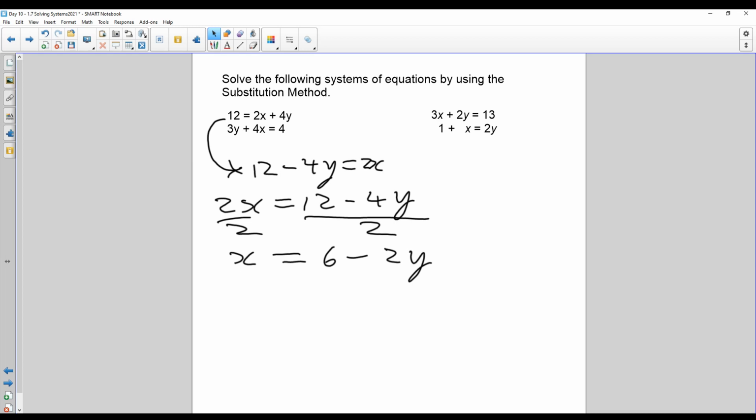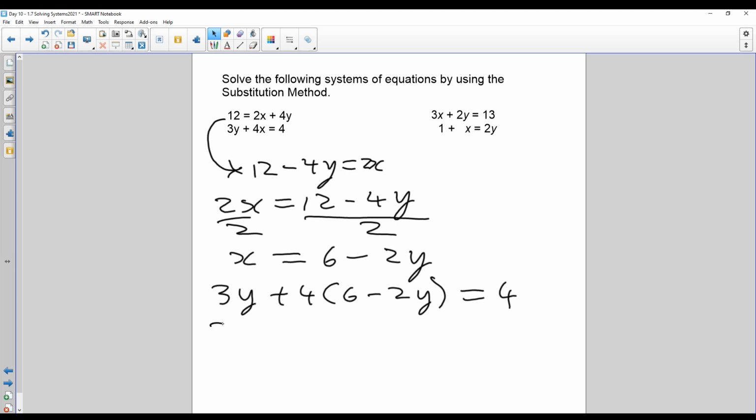Charmaine, go ahead. Charmaine: Wherever x is in the second equation, we're going to put that in. Absolutely, thank you, Charmaine. So in this equation, we're going to say 3y, still have y there, plus 4 times this thing that x is, which is 6 minus 2y, is equal to 4. See what we did? We just took this thing that x was and put it in for x in the second equation.